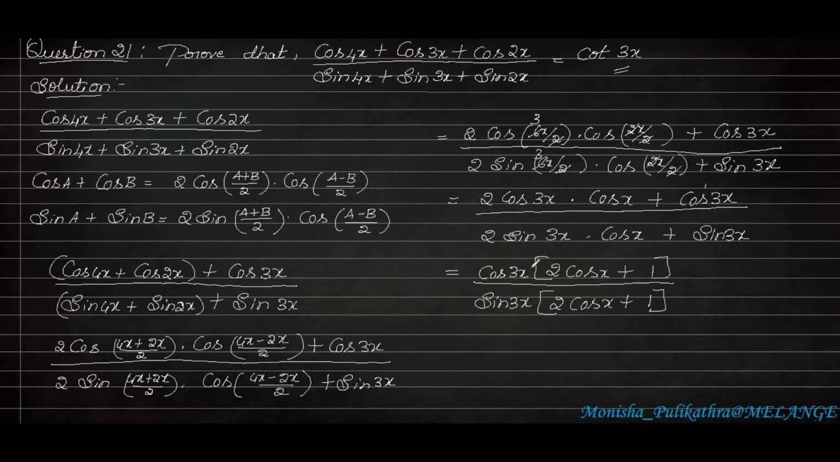Here it is multiplication. If multiplication is there, we can cancel it. If an addition symbol is there, we can't cancel it. So here 2 cos x plus 1 and 2 cos x plus 1 are the same in both numerator and denominator.